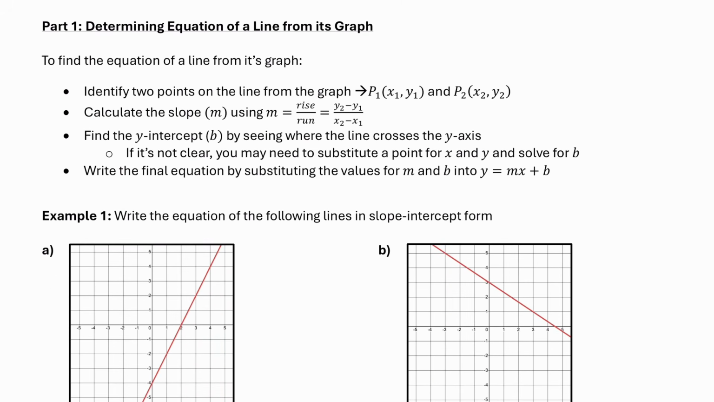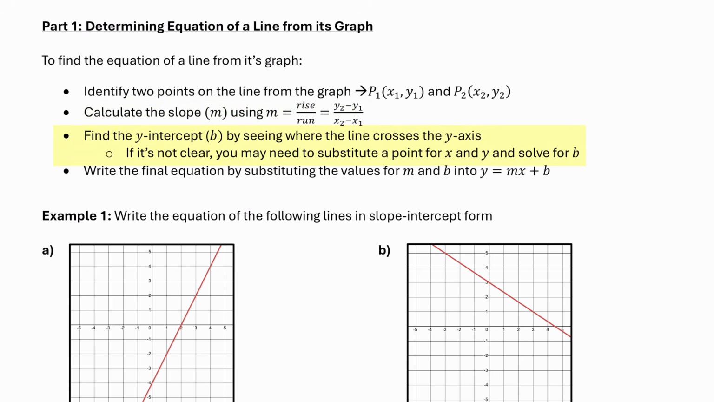To find the equation of a line from its graph, we're going to follow these 4 steps. Start by finding 2 points that are on the line from the graph. We'll have our first point, which we'll label x1, y1, and our second point, which we'll label x2, y2. And if you can, try and find points that are lattice points, meaning the x and y coordinates are both integers. And then after we have the points, we can calculate the slope, m, by using the formula rise over run, or algebraically, we can do y2 minus y1 over x2 minus x1. They would both get us the same answer.